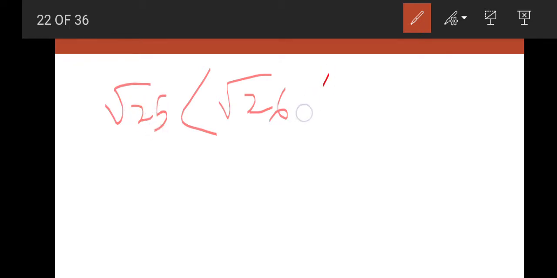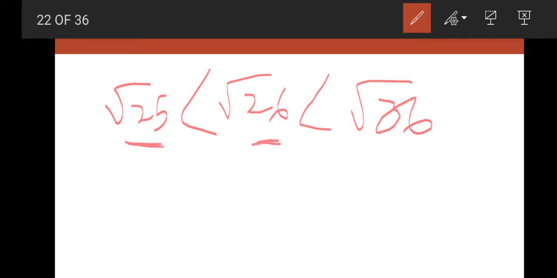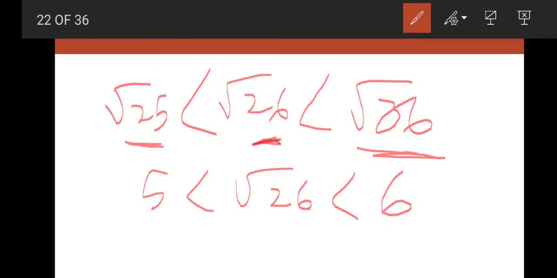So the square root of 26 is between the square root of 25 and the square root of 36, which means the square root of 25 is less than the square root of 26, and the square root of 26 is less than the square root of 36. So this simply means that the square root of 26 lies between 5 and 6. Remember, the square root of 25 gives you 5, and the square root of 36 gives you 6. So these are the 2 consecutive integers which the square root of 26 lies between on your number line.